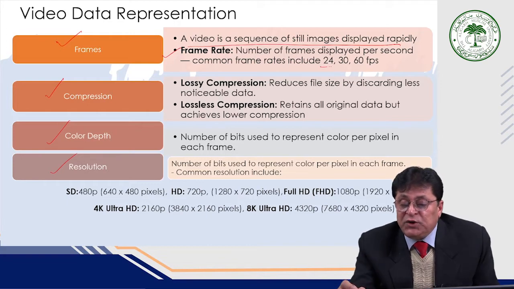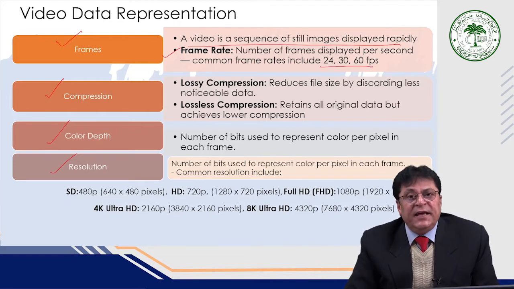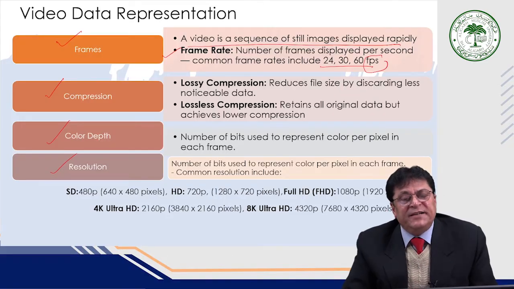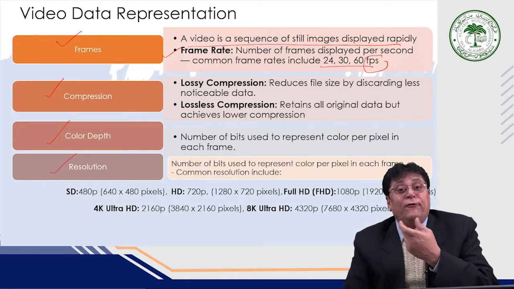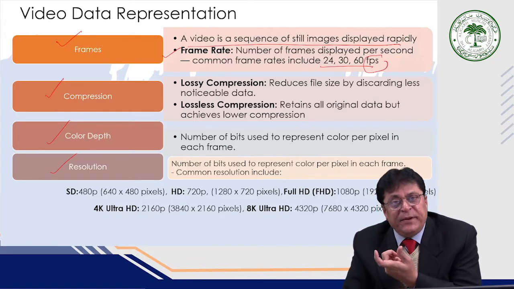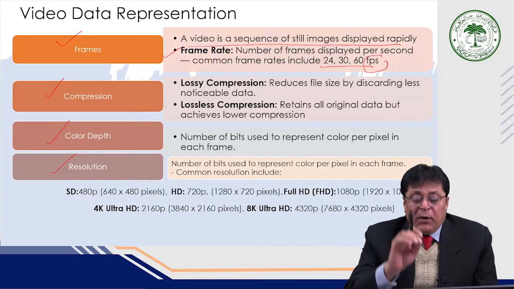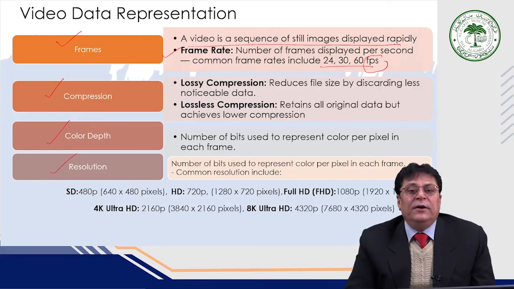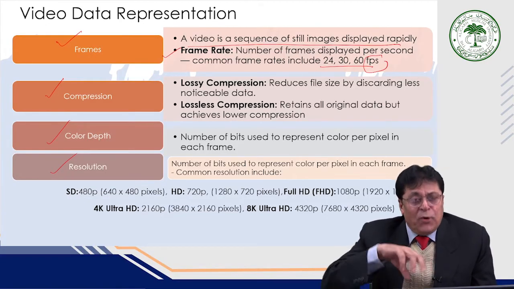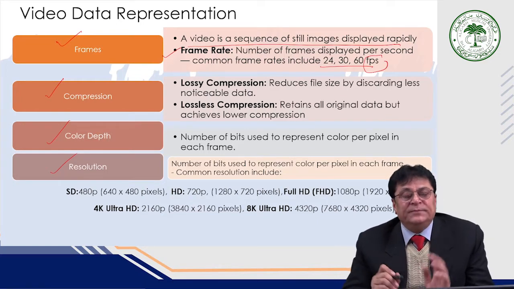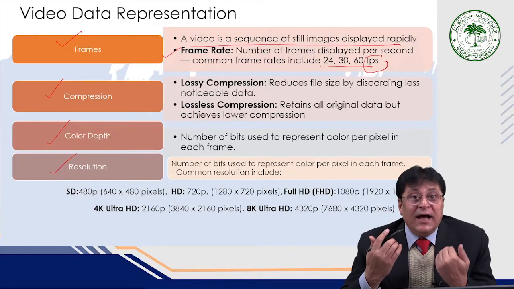The common frame rates are 24, 30, 60. It is FPS, representing frames per second. So, if a certain system has 24 frame rate, it means it is displaying 24 still images in 1 second. In the same way, for 30 FPS, for 60 FPS. What is important to understand is that the more frames which are displayed in 1 second, the smoother will be the motion. The video will be smoother, right? And more pleasing to the eyes.